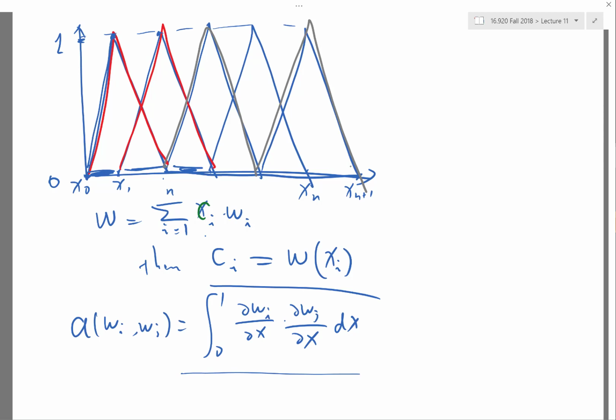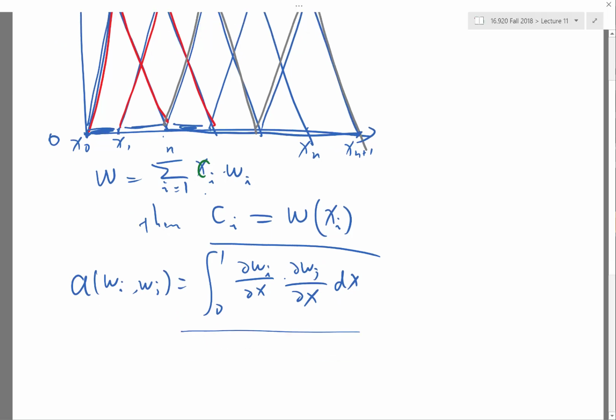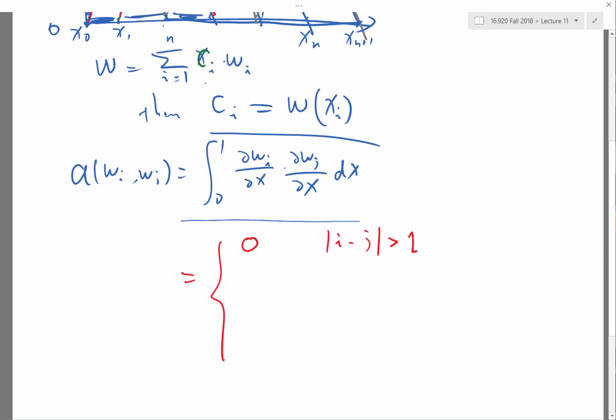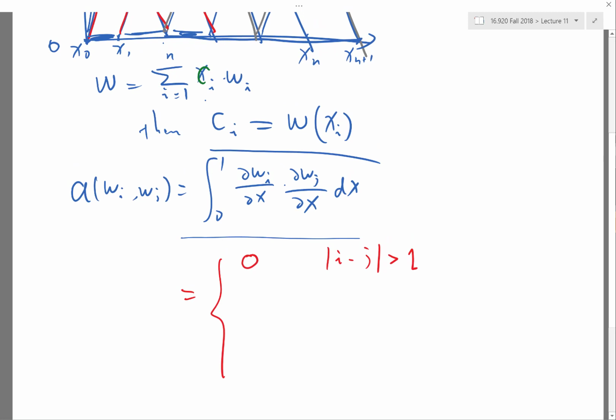Okay, so the only ones that are non-zero are basically the ones where the absolute value of i minus j is less than or equal to 1, right? So if the difference between i and j is greater than 1, they automatically get to 0, because they don't overlap. Only if i and j are equal, or if i and j are neighbors, then they would actually integrate to something. Okay, so now let's look at the two different cases.